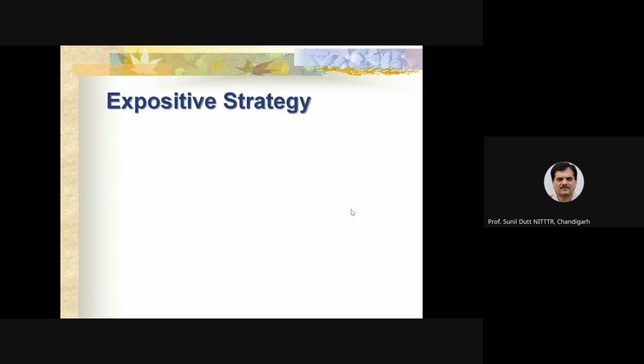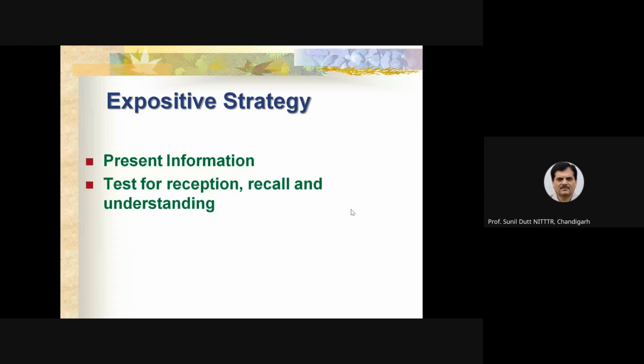Now, in this case, the student receives the knowledge most passively. Consequently, this is called reception learning. So, the steps are: the teacher presents information. It may be symbolic through explanation or practical through demonstration. Now, the second step, I think only a few teachers do it, is to test for reception, recall, and understanding.